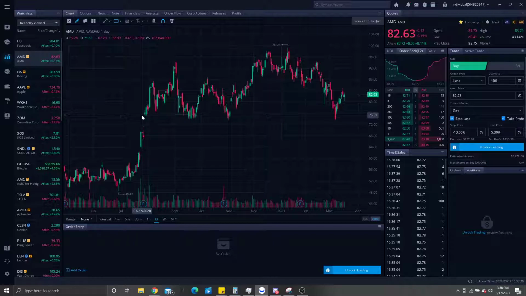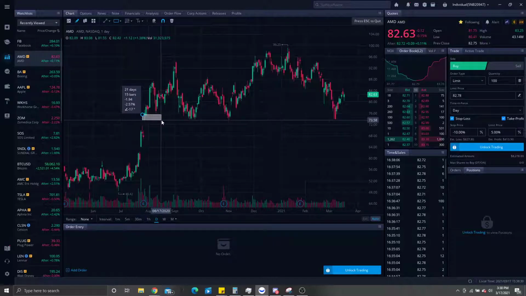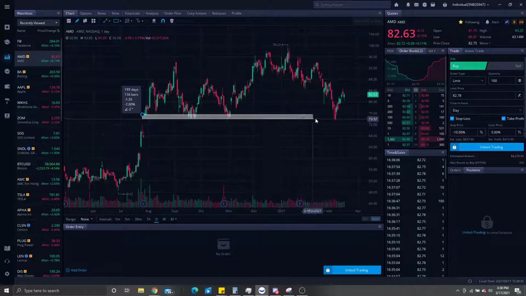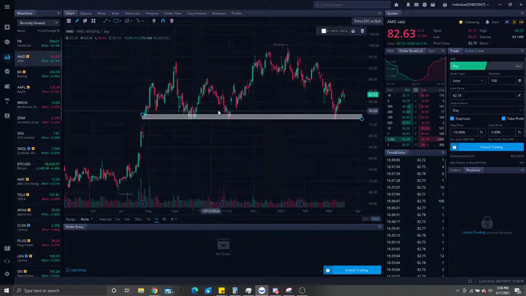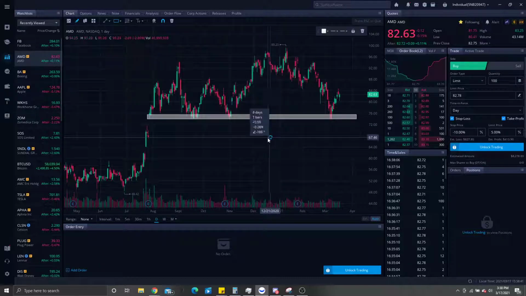This is an area that a lot of buyers see value right here. To draw these, you need a little box tool. This is an area people see value.